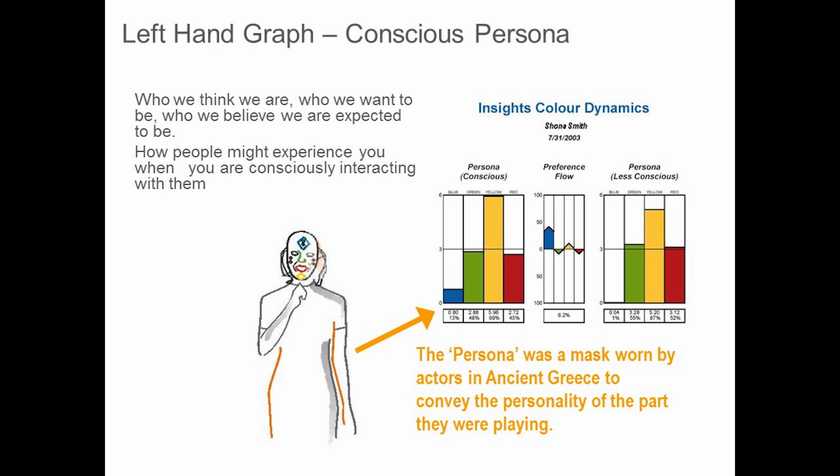If you look at the graph on the left in your own profile, it represents your selection of the amount of each of the 4 Insights color energies that you chose. What this left-hand graph represents is who we think we are, who we want to be, and actually who we believe we are expected to be. For many of us, it's determined by the role that we play. It's how people might experience you when you are consciously interacting with them. Think of it as the way that you tend to act. I sometimes tell people that it represents their game face or a mask that they put on, a way that people choose to show up and interact with the world around them.